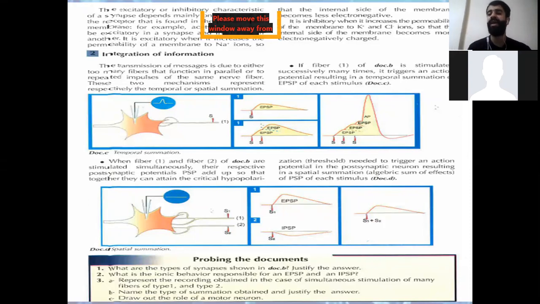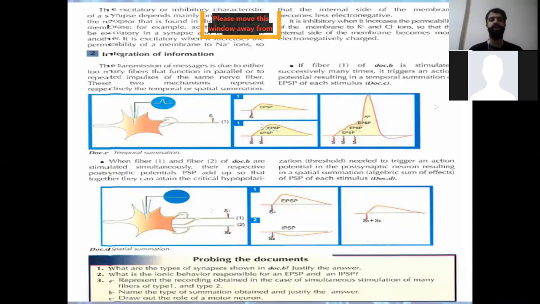Excitatory when it allows the entrance of Na plus, sodium ions. So whenever they enter inside the cell, it will become less electronegative, and this will lead to the depolarization or the hypopolarization. However, if it increases the permeability of K plus and Cl minus, this will lead to the increase in the negativity inside the cell, and this will lead to the hyperpolarization. It will be more electronegative.